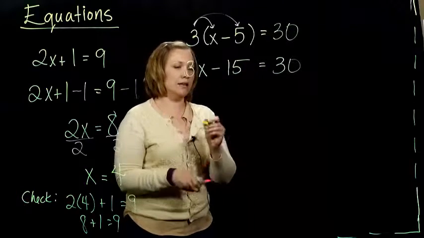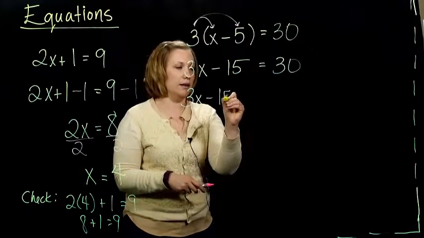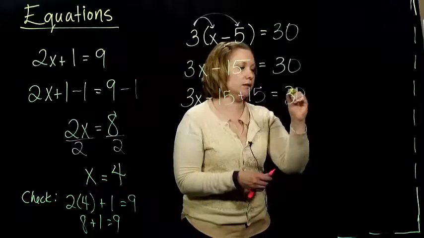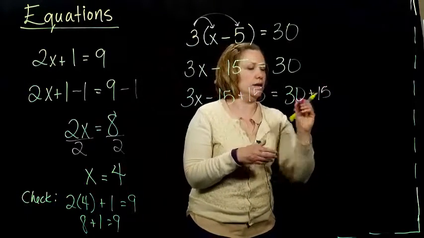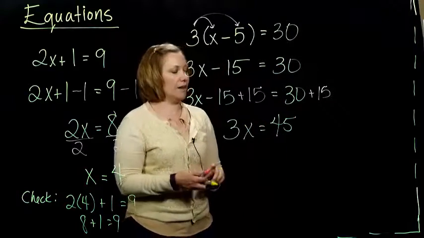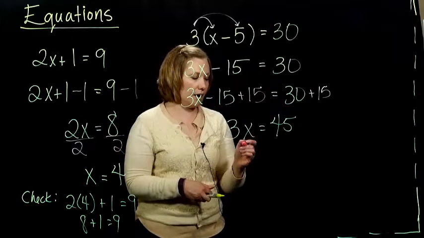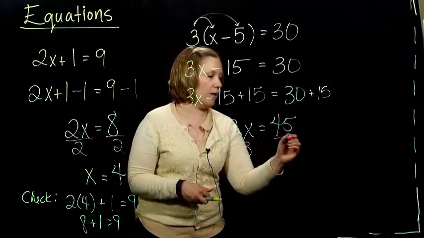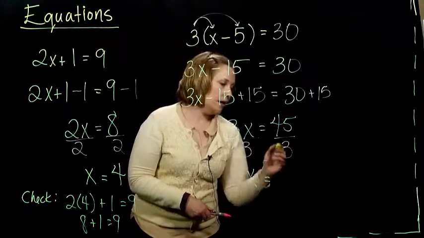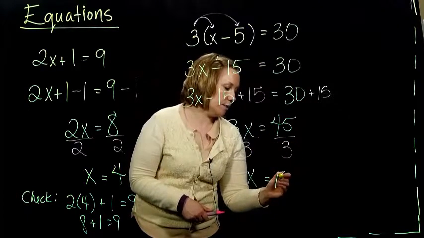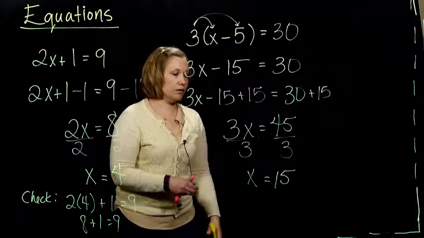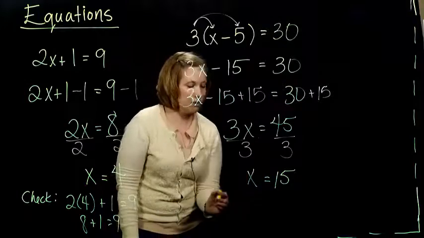So I see this 15. That's in the way. But I know I can add 15 to both sides if I want. I'm allowed, as long as I do it to both sides. And so I end up with 3x equals 45. And then my last step, I need a 1x, and I've got 3. So to make that 3 go away, I divide by 3. 3 divided by 3 gives me my 1x that I wanted. And 45 divided by 3 gives me my 15. So we solved it. We got x equals 15.